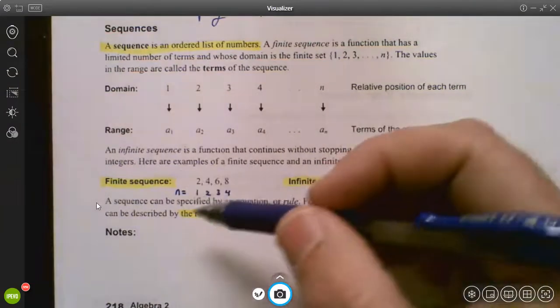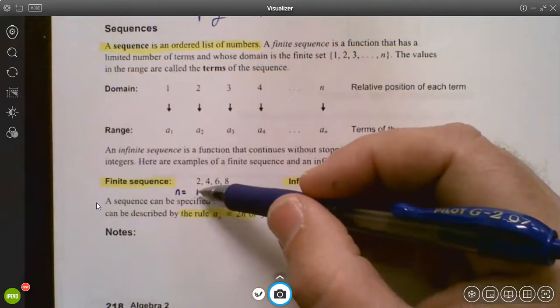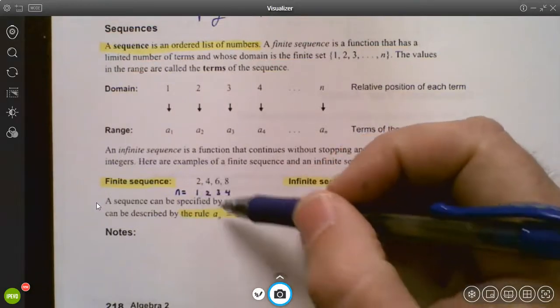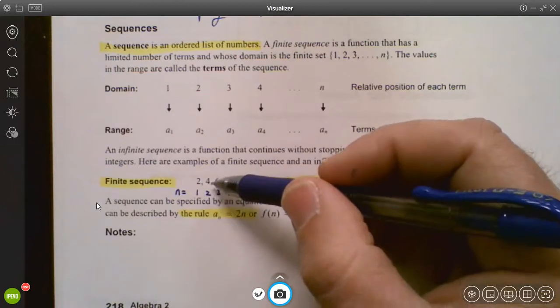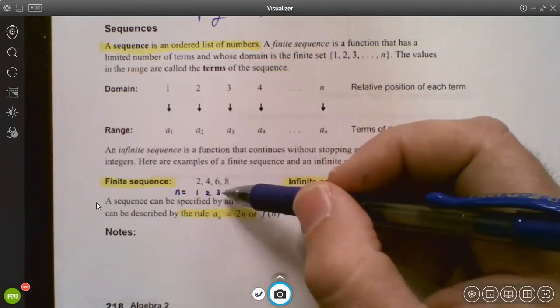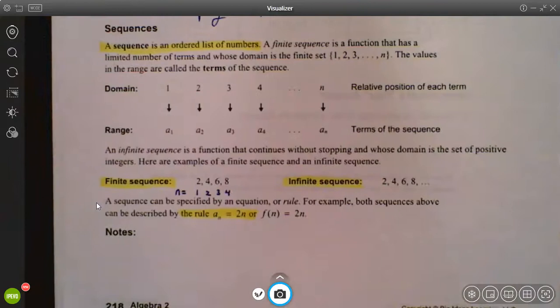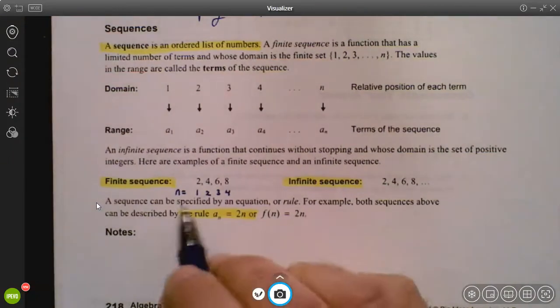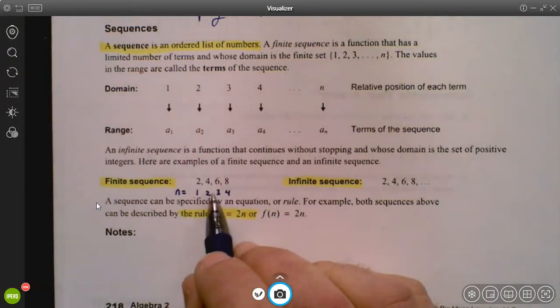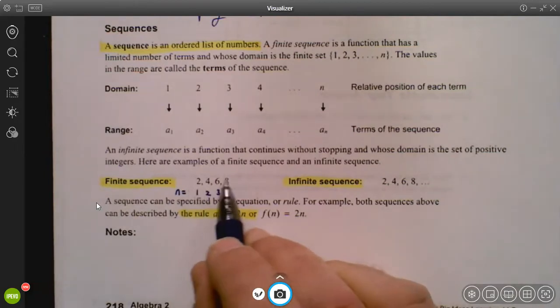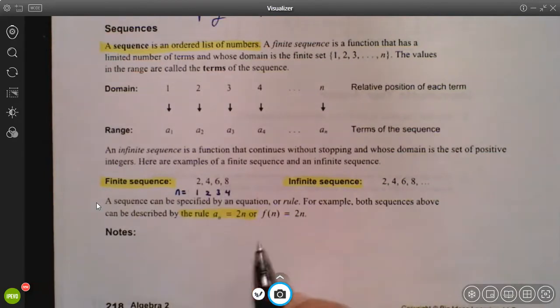If you look at this, you might say, well, I multiplied this by 2 to get this one, and I multiplied this by 2 to get this one, and I multiplied this by 2 to get this one. So what we really did is we took our value for n and multiplied it by 2 in order to get those sequence numbers. That's what this rule would look like. We multiplied our n values by 2 in order to get the rule.